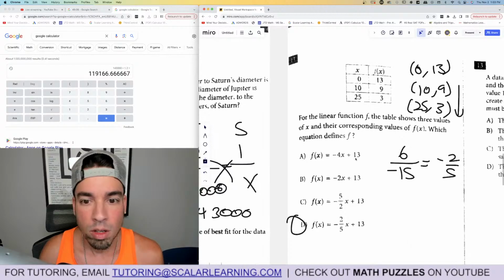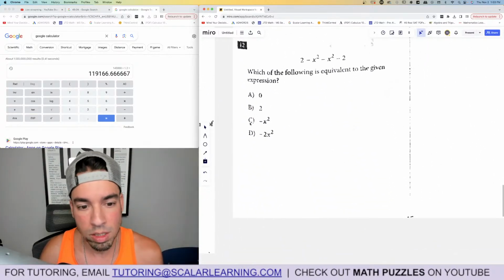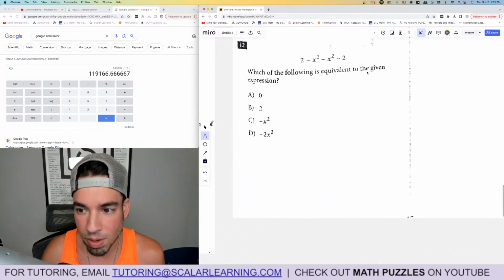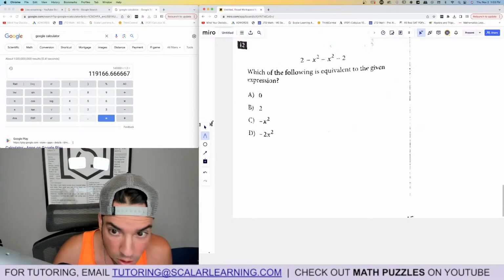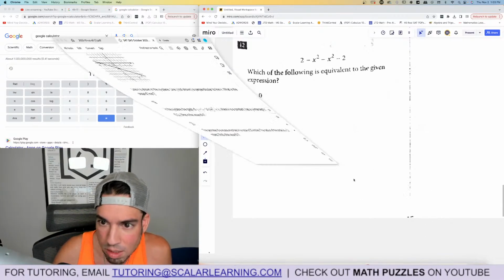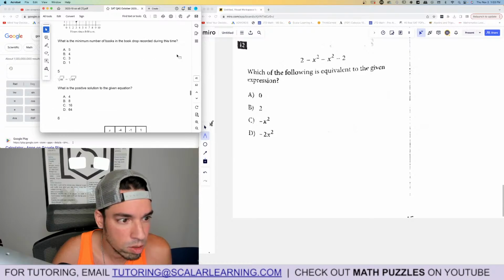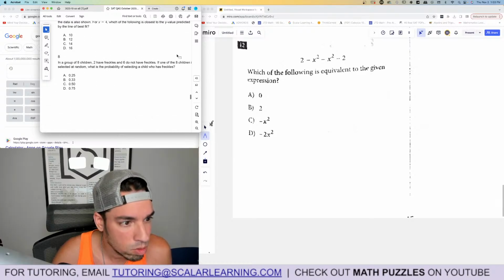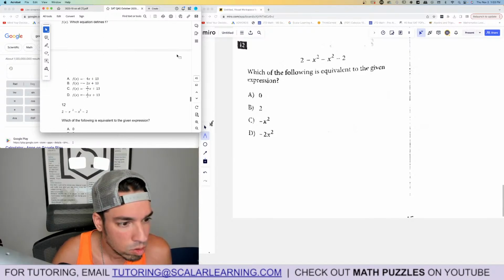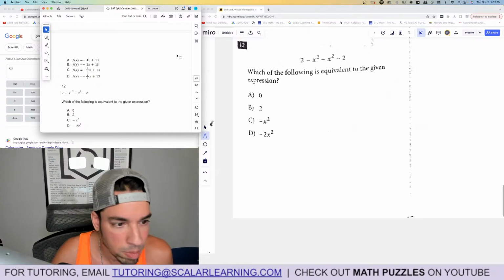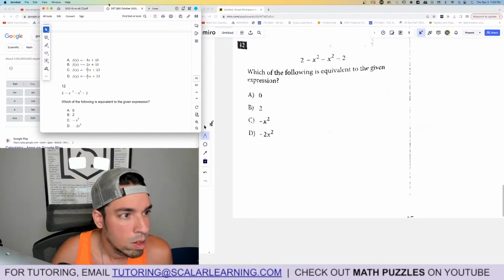All right. Number 12. See, a little increase in difficulty there. You notice it right away. Which of the following is equivalent to the given? Let me make sure I'm not misreading anything because it looks a little fuzzy. Let me go to the calculator section here. Number 12. Oh, yeah, minus. Yeah, we're good.